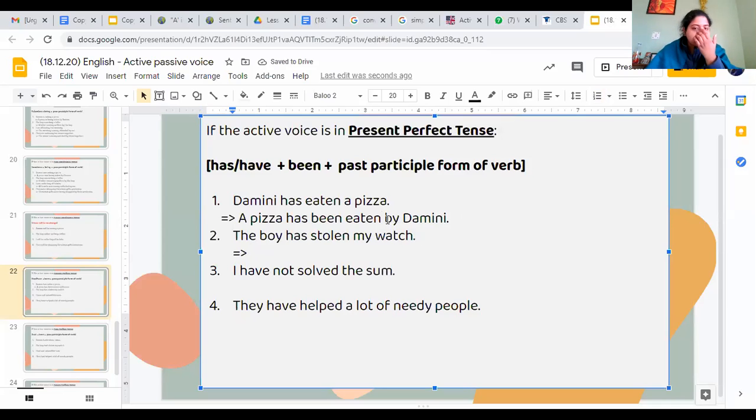Next one, a boy has stolen my watch. Who wants to unmute and answer this one? My watch has been stolen by the boy. Great. My watch has been stolen by the boy. Next one, who will answer? Someone different.